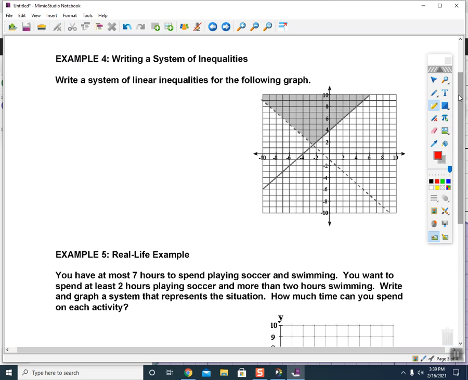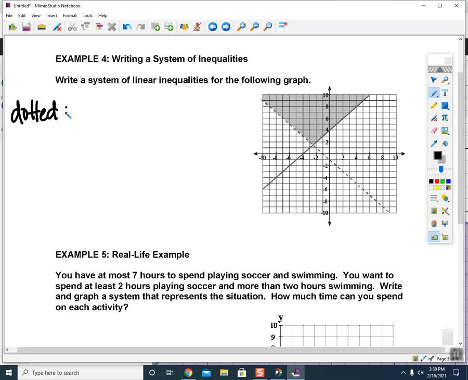Okay, so there are also going to be times where we're going to look at graphs and we're going to have to come up with a system of linear inequalities for that graph. So let's go ahead and start with the dotted line first. Here's what I would like to do, is I like to look at the line itself, figure out what the equation of that line is, and then figure out what inequality sign I need after that.